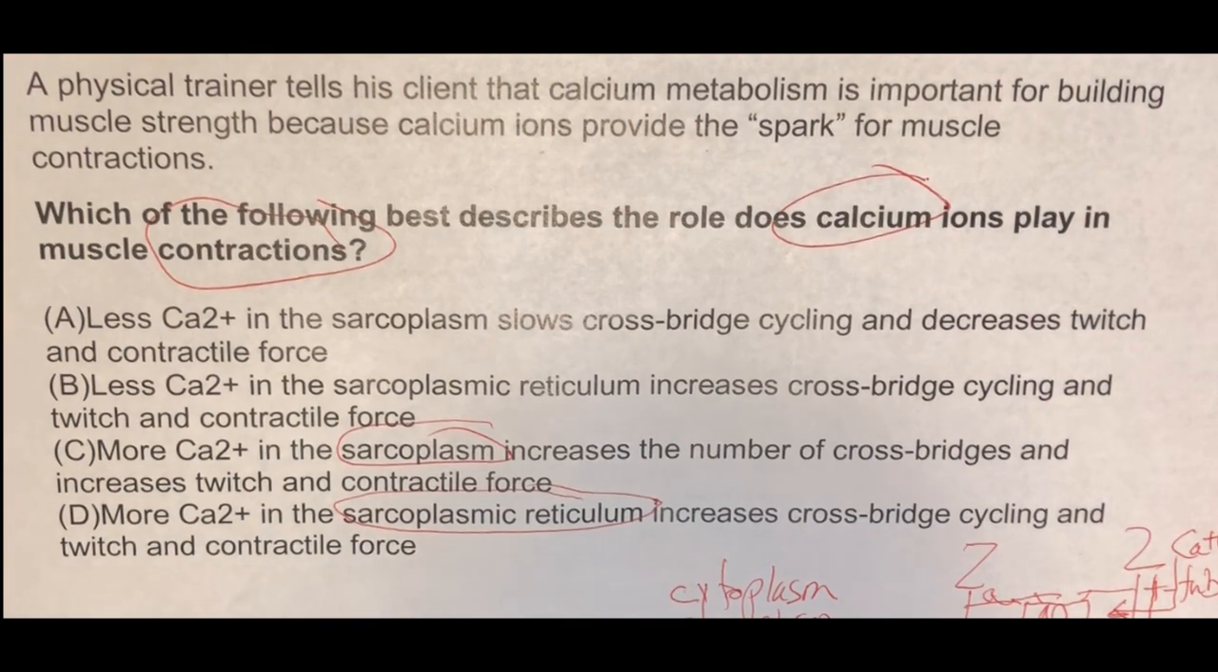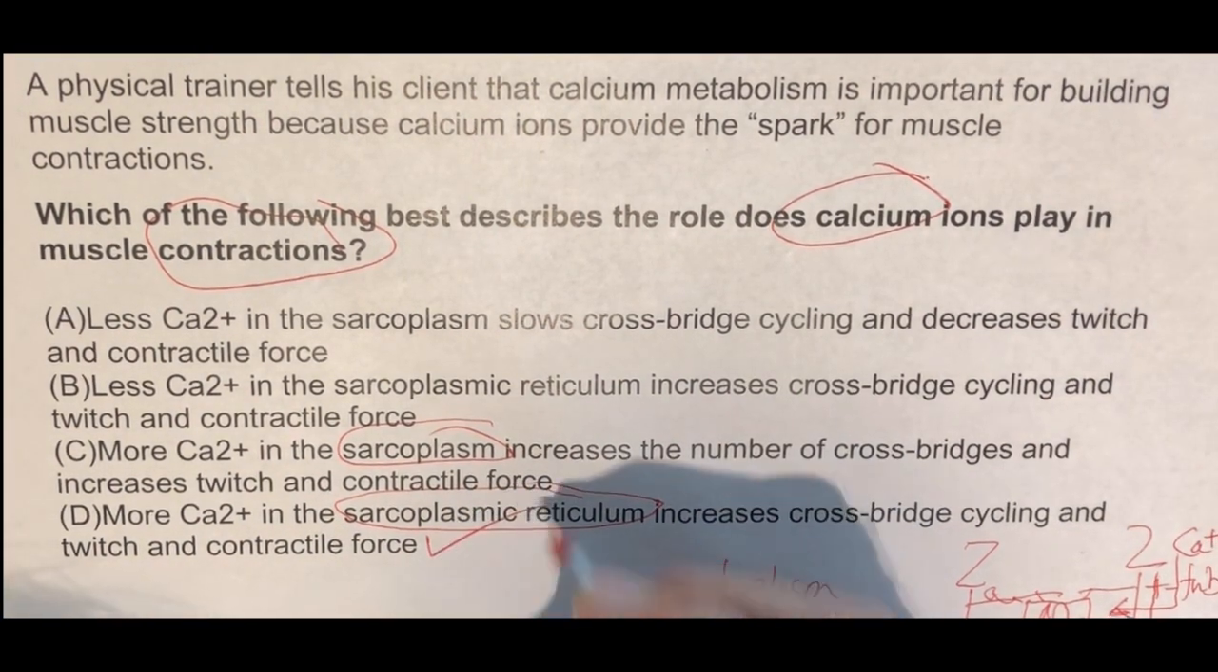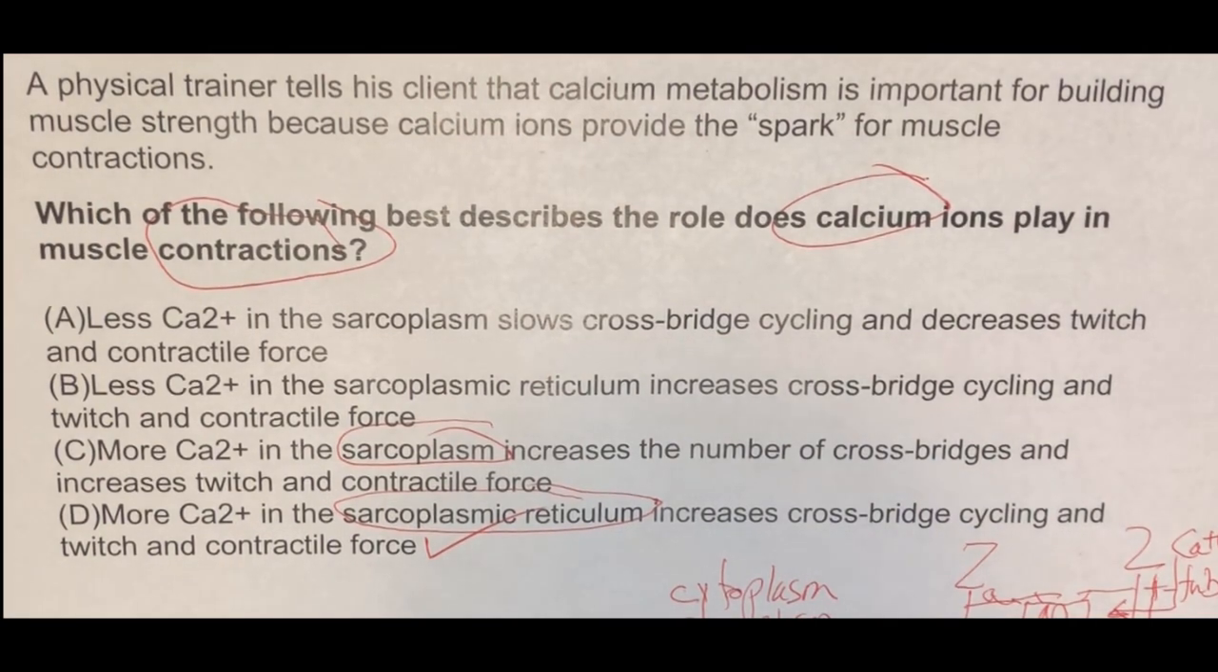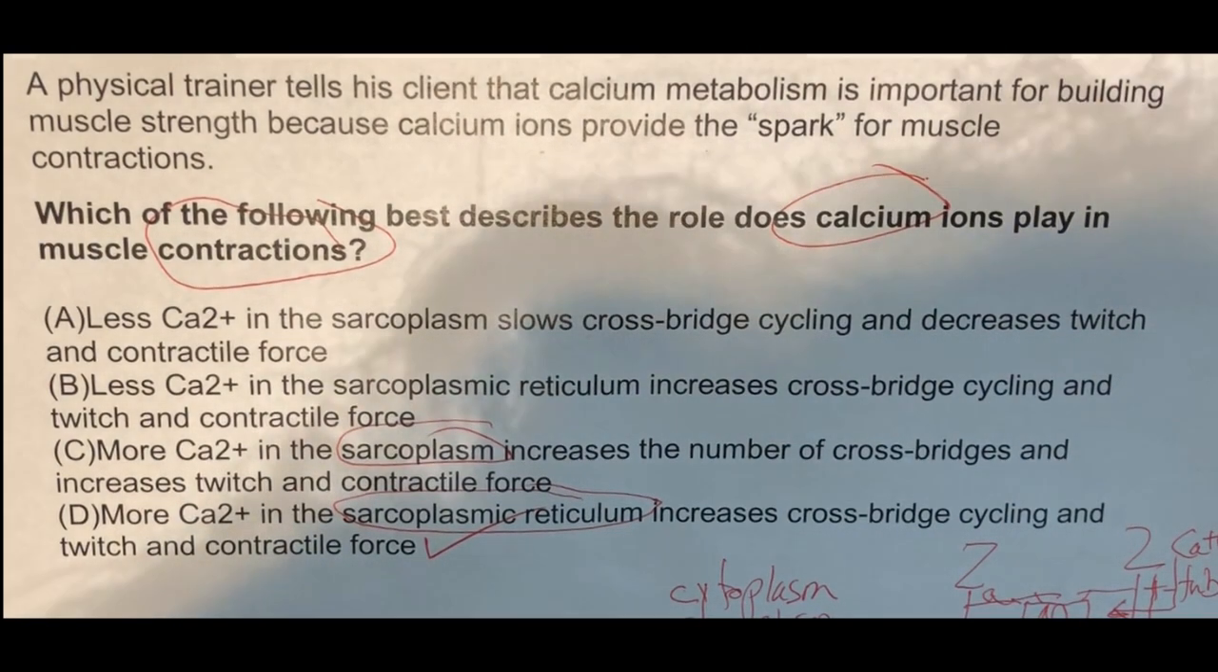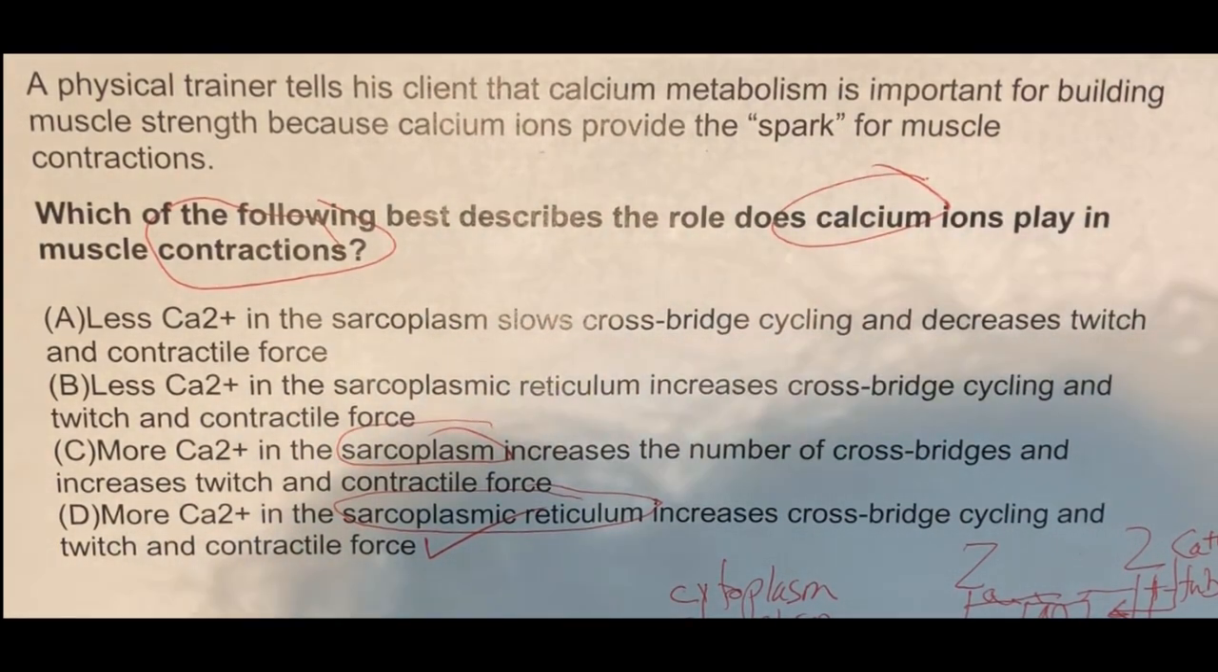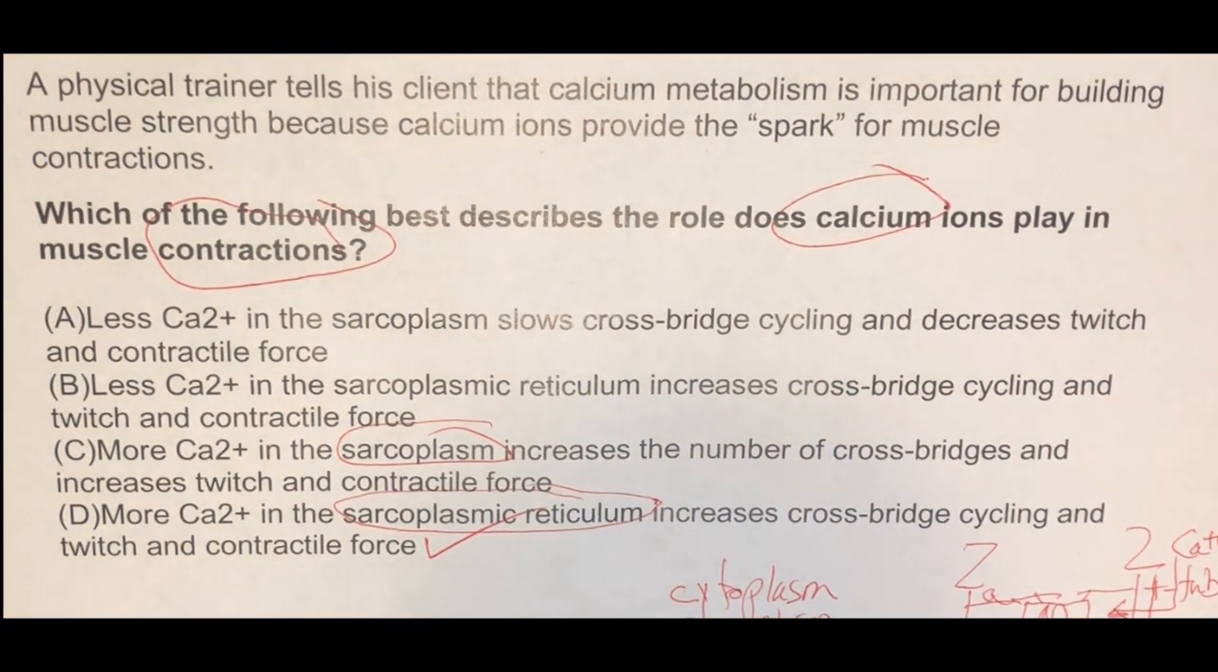So I think we've picked the correct answer already. It seems to be D, which is a no-brainer. And I think we can eliminate less calcium causing slowing of cross-bridge cycling. It's not logical that calcium would slow cross-bridge cycling. Although, believe it or not, I'm sure there's some time when that happens, but not during normal excitation-contraction coupling.